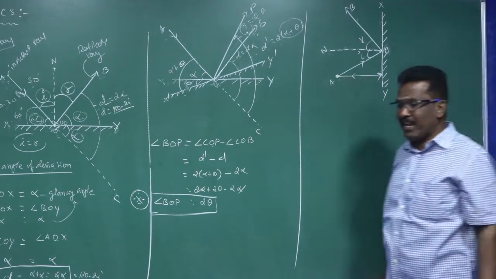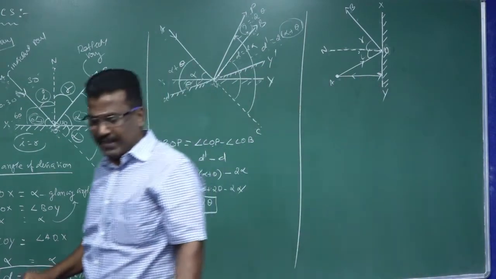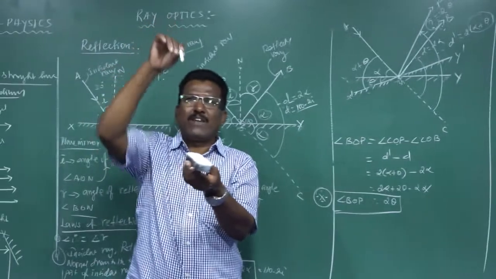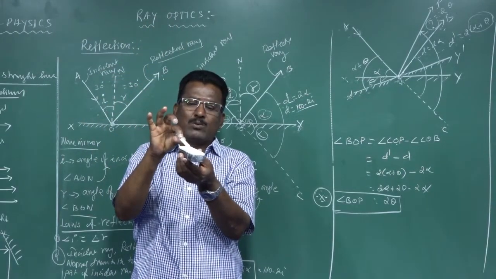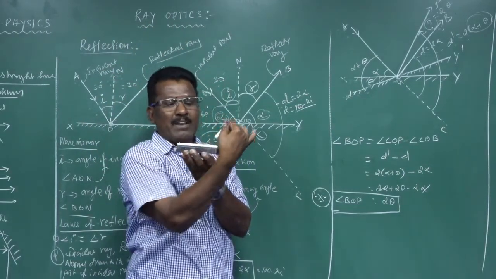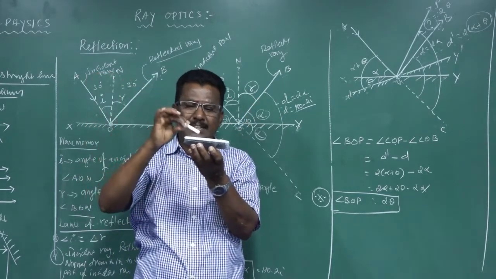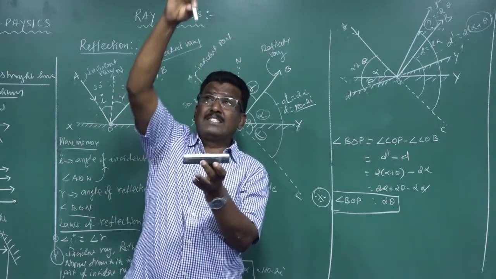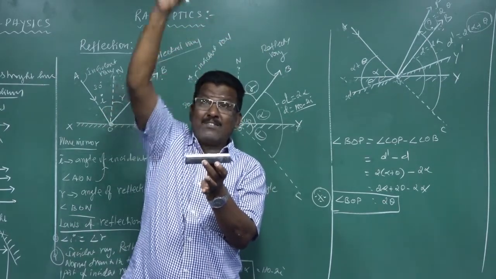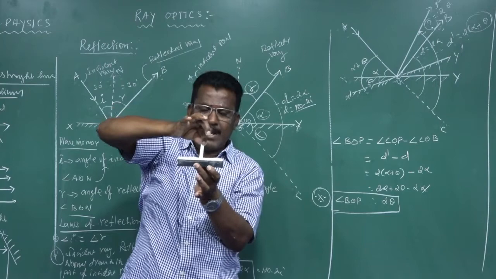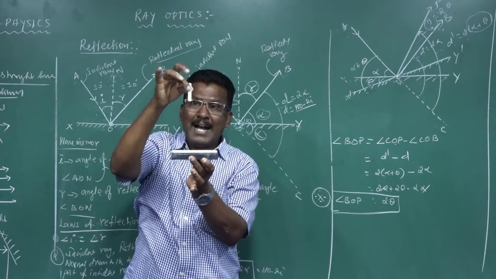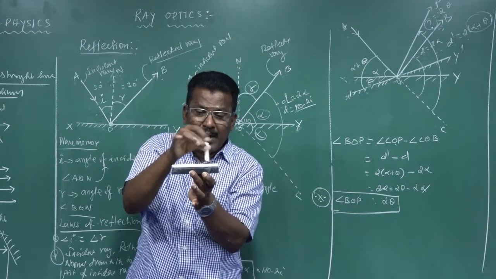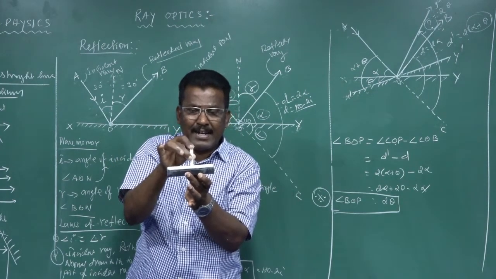If any ray of light is incident on a reflecting surface at a certain angle with respect to XY, the ray is reflected. If the ray is incident on the reflecting surface exactly normally, normal means the angle between the incident ray and the surface is exactly 90 degrees.